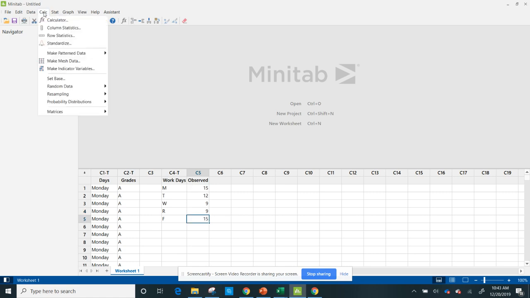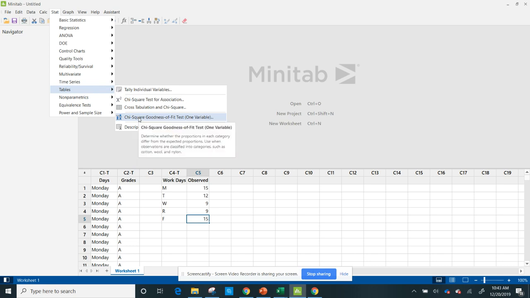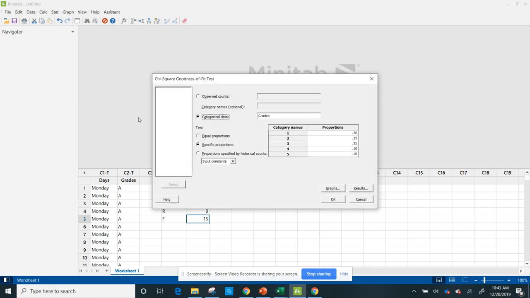Then I go up to Stats, over to Tables, and choose Chi-Square Goodness-of-Fit Test, One Variable, and click on it. I'm going to use observed counts here, so I click into the box and it gives me the observed column. Then it wants the category names, so I'm going to use work days. I go down to Test and choose equal proportions. What that does is tell Minitab I want to treat all of these days the same, that they occur in the same amount.